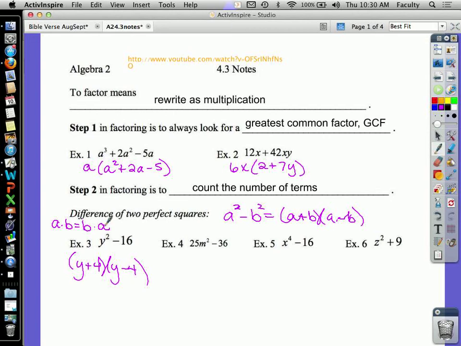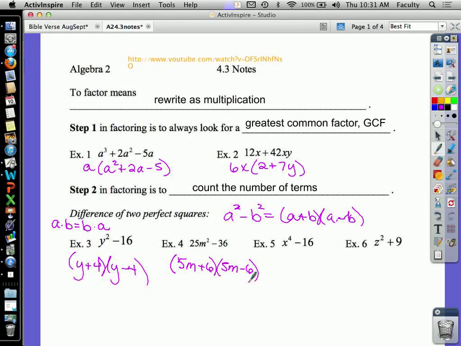Andrew, if I want to do 25m squared minus 36, how would that factor? Okay, Jaslyn, can you help? 5m plus 6 multiplied by 5m minus 6. What are you saying? 5? I mean 5. Okay, sorry. No, that's fine. Okay, 5m plus 6 times 5m minus 6.